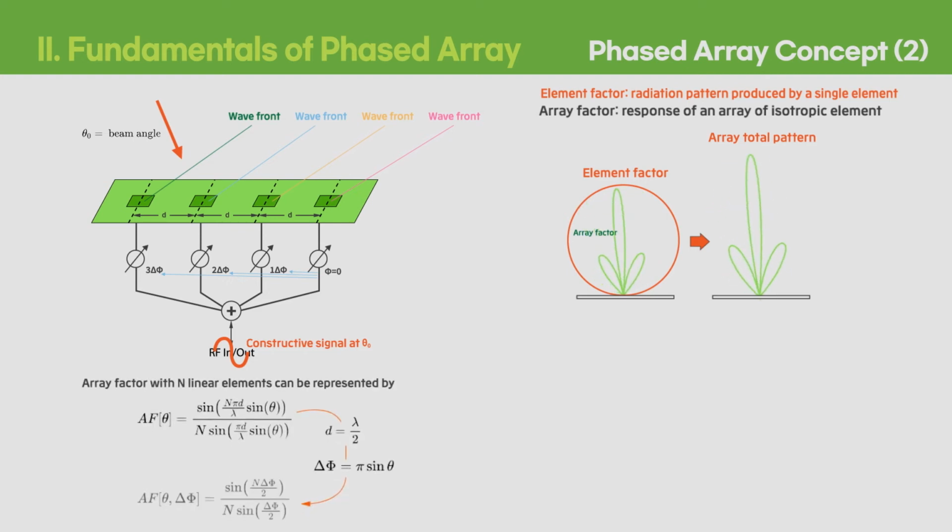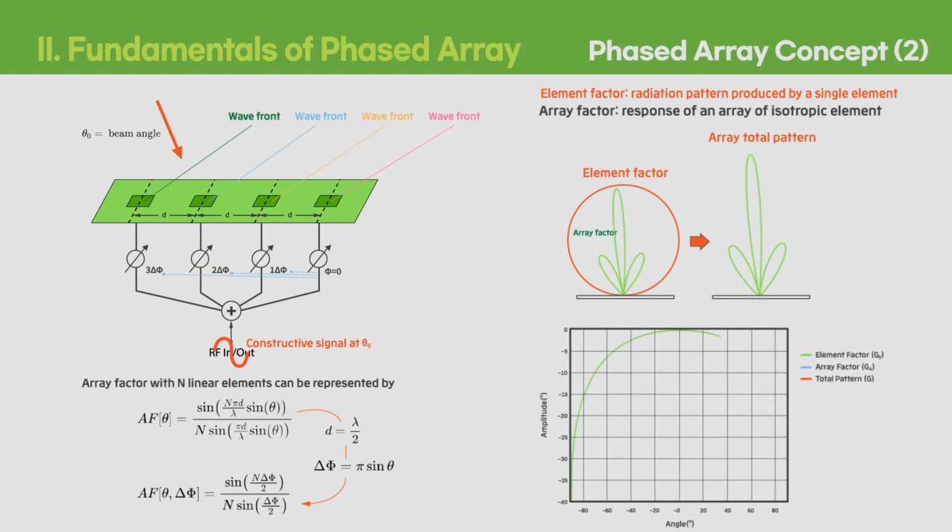The array factor of a beam direction theta is expressed by the equation shown here. Substituting the previously defined d and delta phi, the array factor can be expressed in terms of the phase shift between antenna elements as shown on the screen now. If we visualize the total array pattern at a steered angle, a single element pattern and array factor are combined as shown in the rectangular plot.